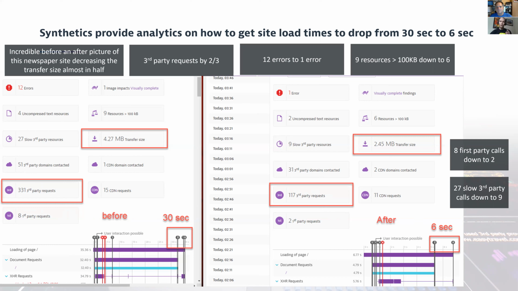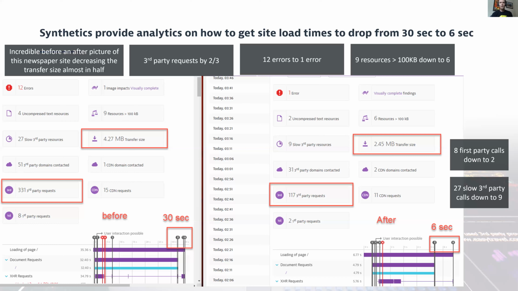So this was before, right? The transaction here on the left-hand side, that was before. That was when it was 30 seconds. Then on the right side is the screen where it was 6 seconds. And so what it's showing is things that people need to focus on. So like the one that's already highlighted at 4.27 megabytes transfer size, that's a big page. That's a lot of content to bring down to any individual users.